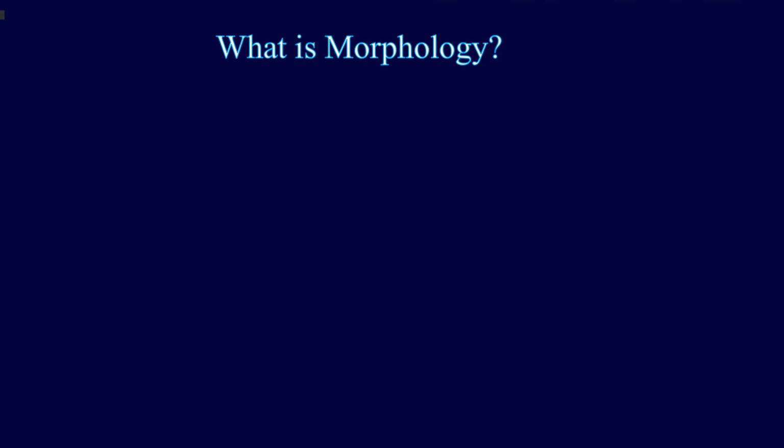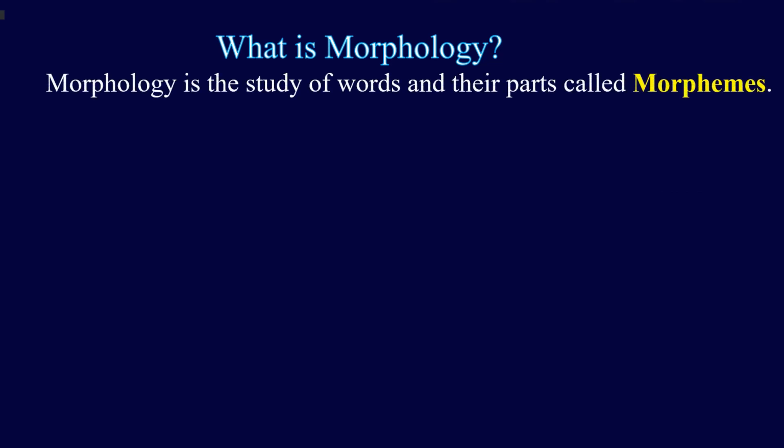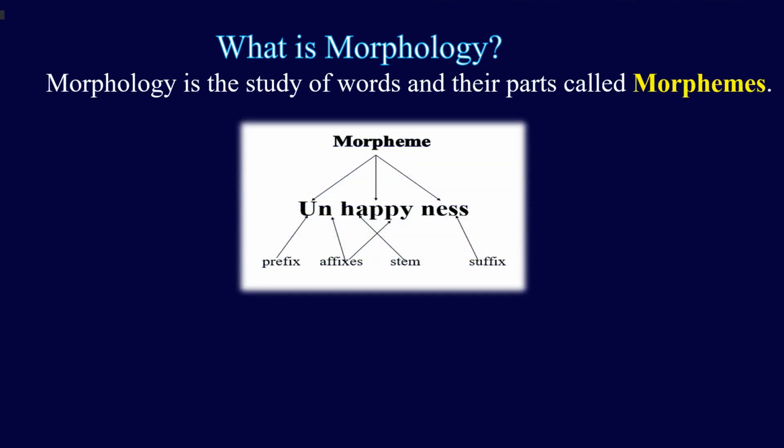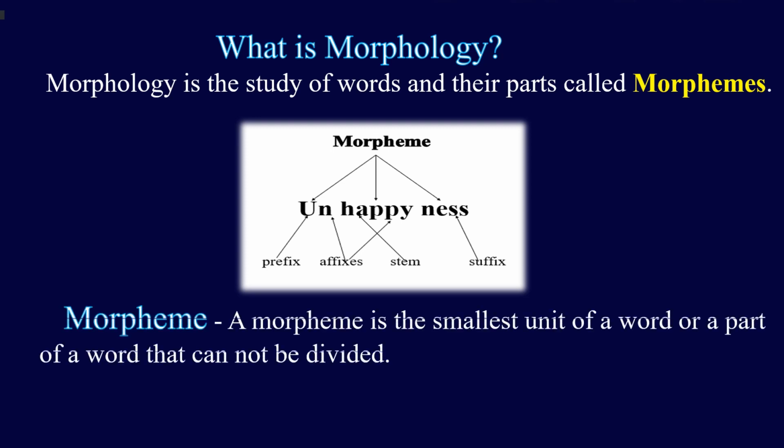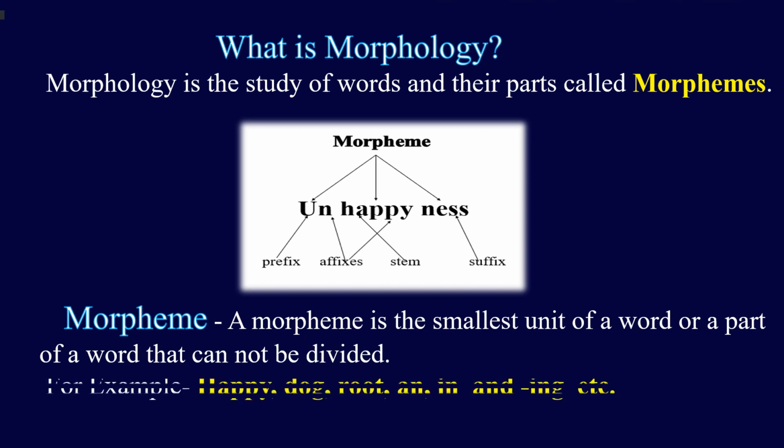What is morphology? Morphology is the study of words and their parts, called morphemes. It explains the creation of new words and the modification of existing words. What is a morpheme? A morpheme is the smallest unit of a word or a part of a word which cannot be divided. For example, happy, dog, root, an, in, and ing, etc.